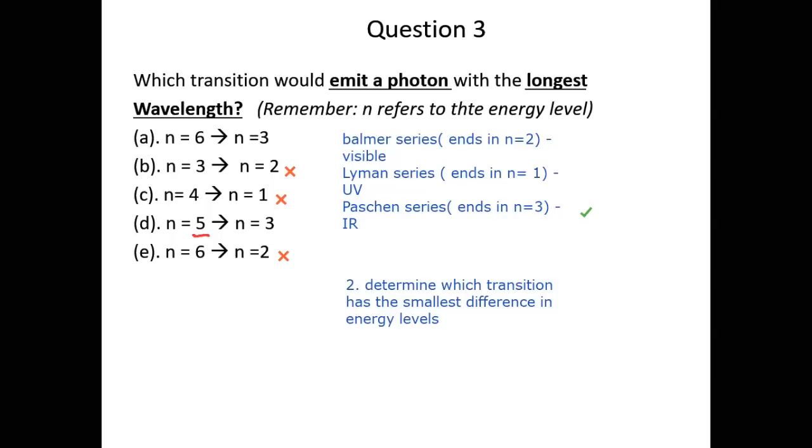Well, here n equals 5 minus 3 is 2. 6 minus 3 is 3. So the one with the smallest change in energy level would be D. So D would have the longest wavelength out of all these transitions given. Again, the first thing we do, since we're looking for the longest wavelength, is determine which one of the series has the longest wavelength, that was Paschen. So we get rid of all the other transitions that are not Paschen. The second thing we do is determine which transition has the smallest difference in energy levels, and that was D, which has a difference of 2.